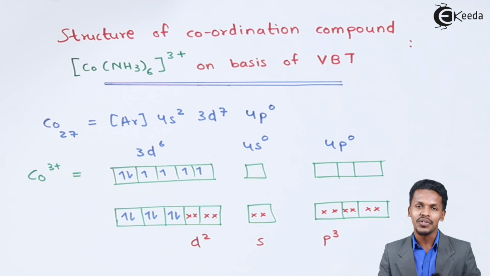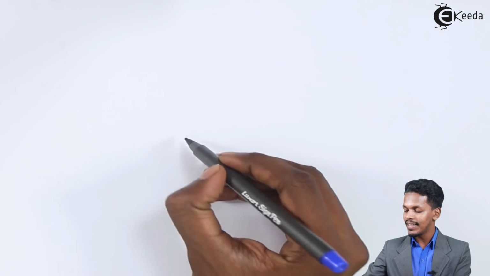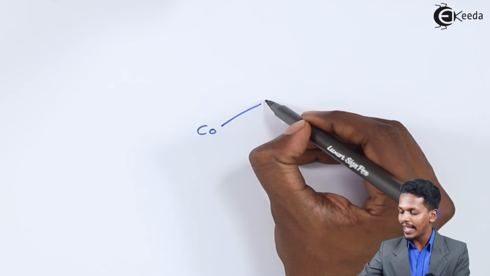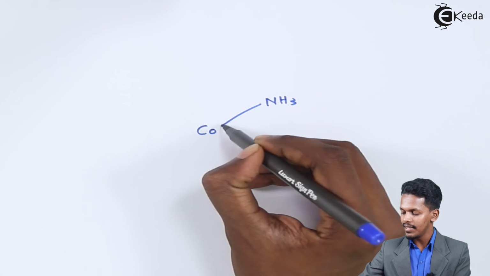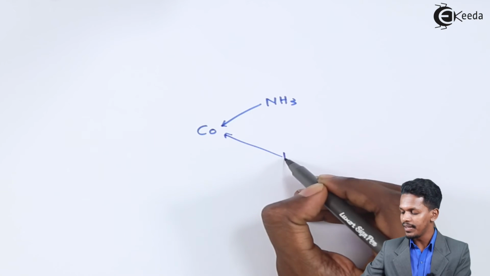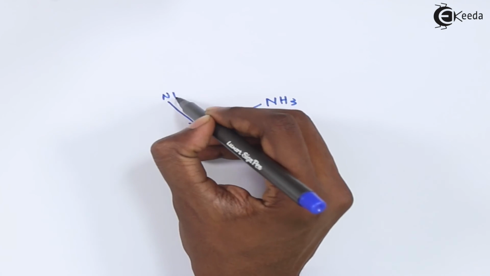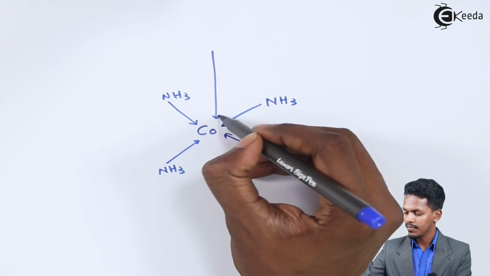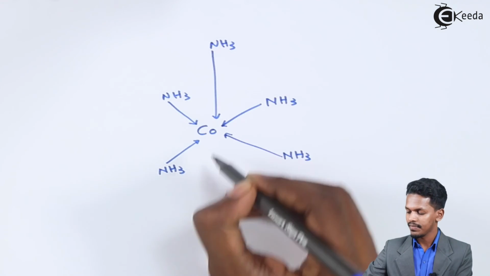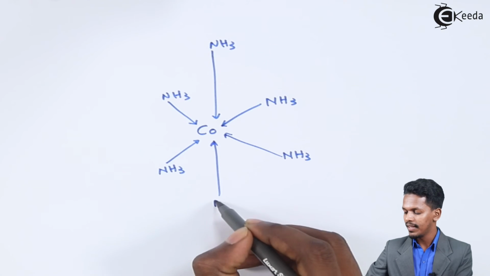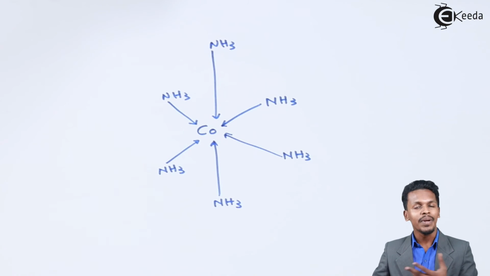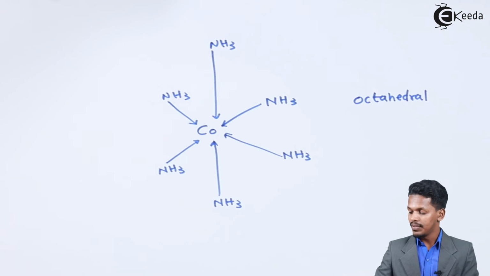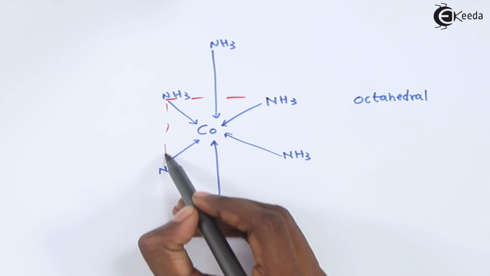Now let us draw the structure of it. In this case, cobalt will be in the center. It will be surrounded by 4 NH3 ligands that are on the plane, while the remaining 2 will be here, one above the plane and one below the plane, making the geometry known as octahedral. So this is what we have.